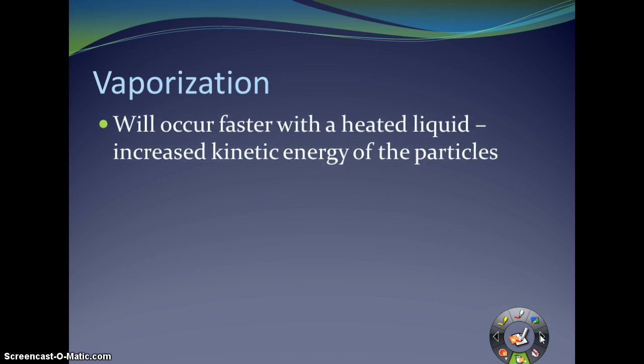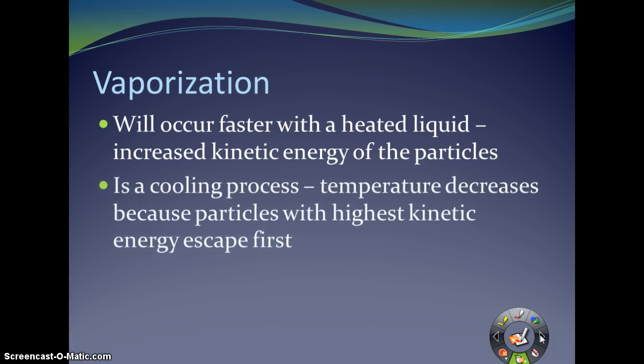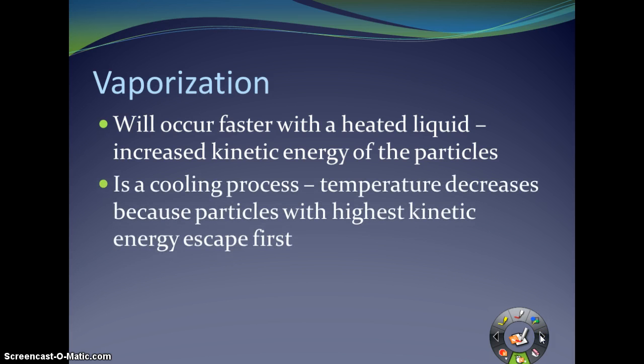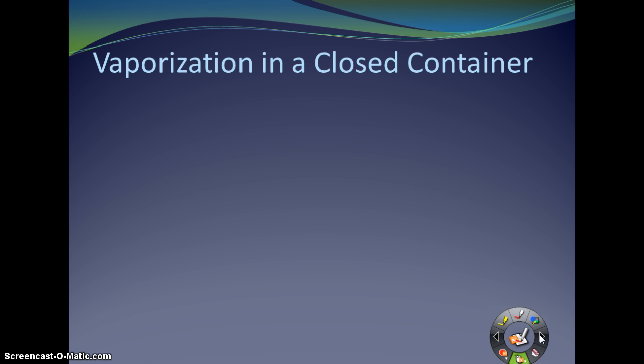So vaporization is going to occur faster with a heated liquid. So a mud puddle is going to evaporate or vaporize quicker on a 90-degree day than on a 50-degree day. And that's because of the increased kinetic energy of the particles. Those particles want out. Okay, vaporization is a cooling process, so your temperature is actually going to decrease because those particles with the highest kinetic energy are going to want out and they're going to escape first. So when those high energy particles escape, the temperature starts to go down.